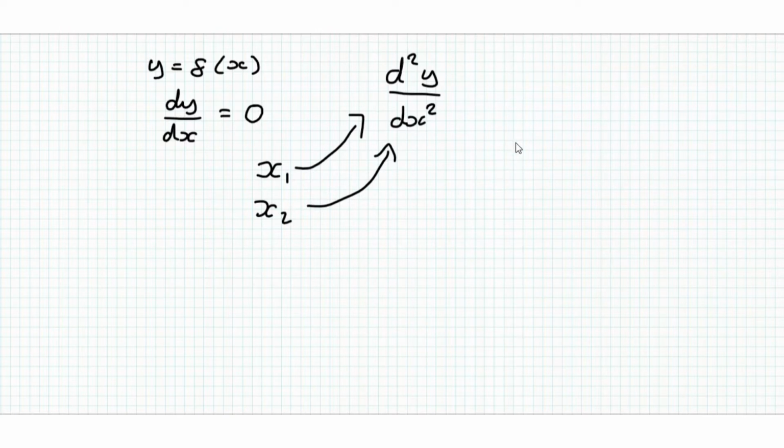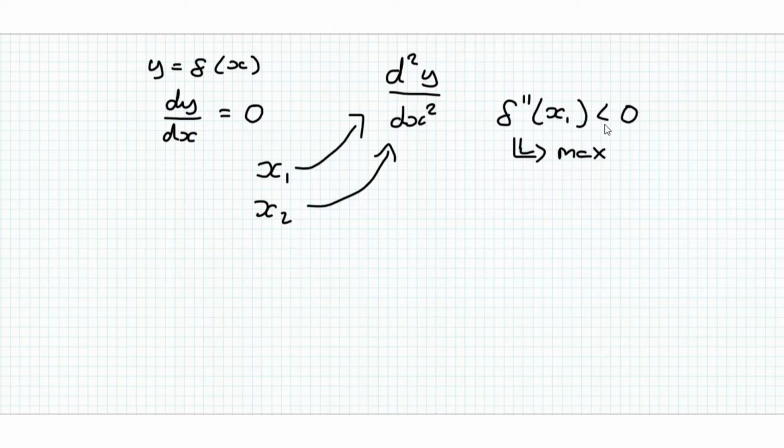And essentially, to show that we're substituting in points, we'll use a different notation. f double dash of x1 is less than 0. Well, this tells us about the rate of change of the gradient. So if this is less than 0, this means that the gradient is decreasing. The gradient is getting smaller.